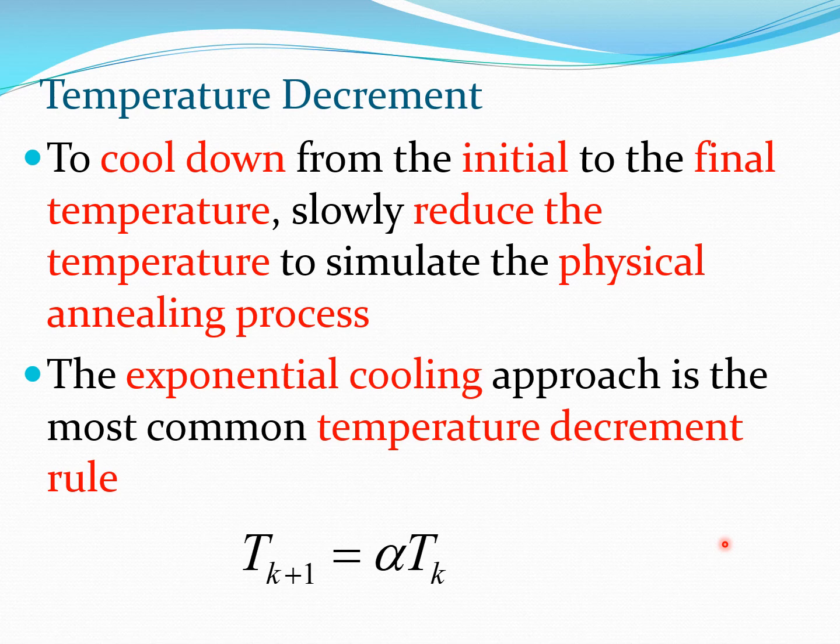Now we look at the temperature decrement. This is the amount by which you cool down. As you go from the initial temperature to the final temperature, you want to slowly reduce the temperature to simulate the actual physical process. One of the recommended methods is the exponential cooling approach. This formula takes Tk+1 = alpha Tk. This is the most common temperature decrement rule.